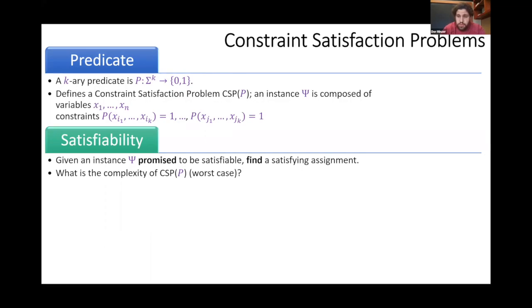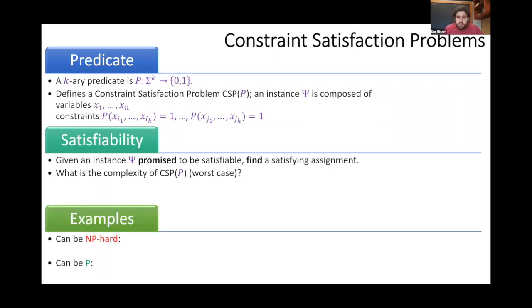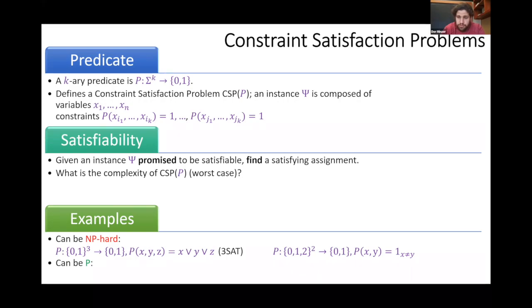How hard is this problem from a complexity point of view? Again, in the worst case. As we already saw, this problem can be NP-hard, like in three-SAT. Here's another problem that I claim is NP-hard. Does anybody see what problem this predicate encodes? It gets two inputs that are from 0, 1, 2, and it outputs 1 if and only if these two are different. Three-coloring. Yeah, three-coloring, thanks. So this encodes the three-coloring problem, which is NP-hard, so that's good.